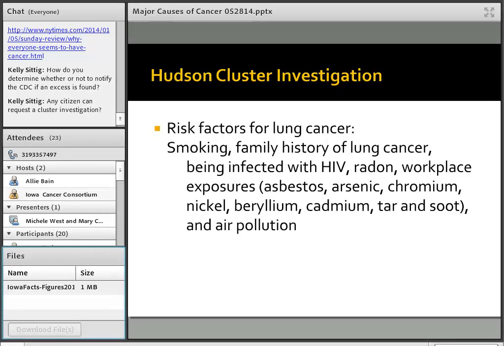So we had elevations of lung cancer in both males and females. And so the last part of the report is that we go into the risk factors that are known for the potential cancers that are elevated. So for this one, we would go through and write up about smoking, the family history of lung cancer, being infected with HIV, radon, like Mary mentioned, and so on. It's just part of the write-up.